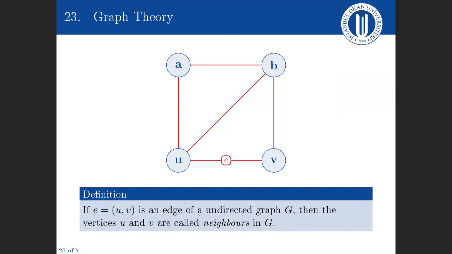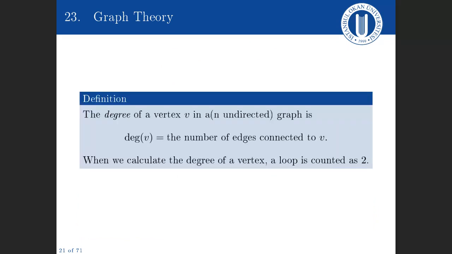If e from u to v is an edge of an undirected graph like this, then the vertices u and v are called neighbors in G. The degree of a vertex in a graph like this is the number of edges connected to that vertex. When we're calculating the degree of a vertex, we count a loop as 2.